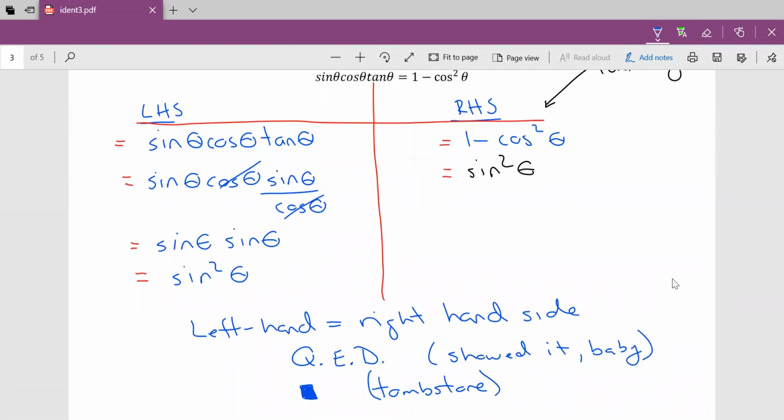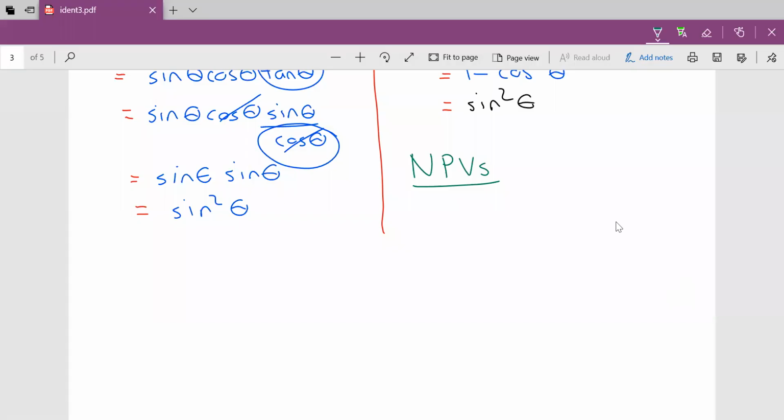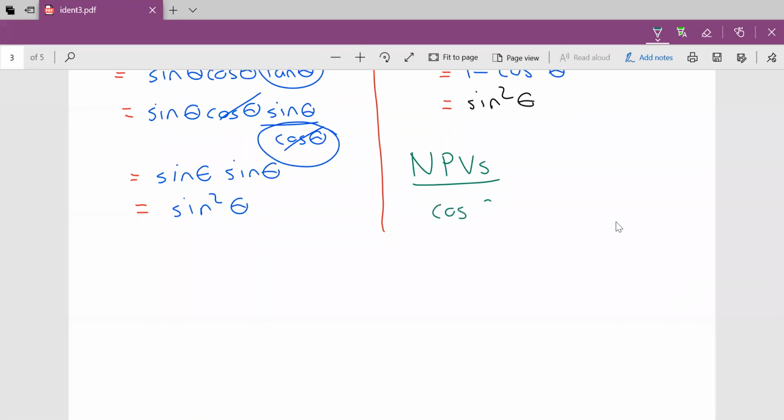Well, our non-permissible values, again, come from division by 0. Well, the only place we're dividing by 0 would be in tangent, where cos theta is equal to 0. Okay, so our non-permissible values will be simply where cos theta is equal to 0. Well, thinking of our unit circle, that's going to be at pi/2 and 3pi/2, right? When the sun's right above me and the sun's right below me.